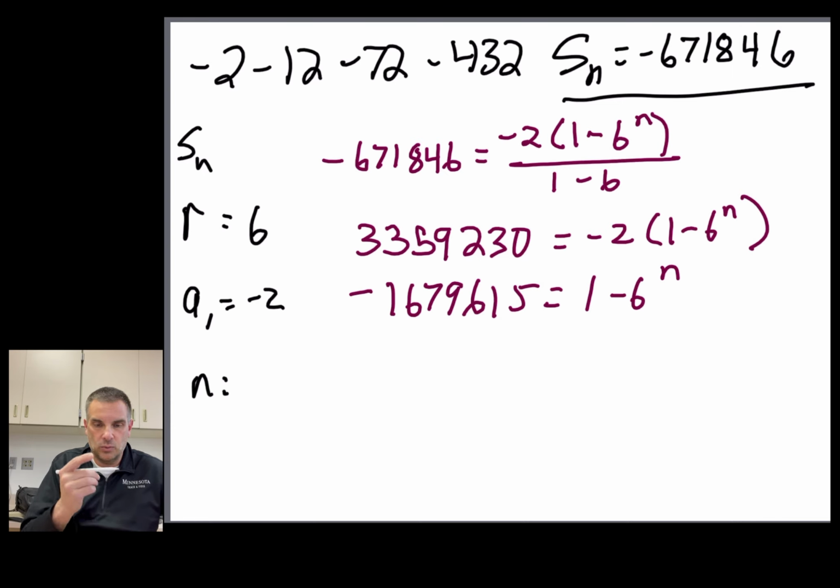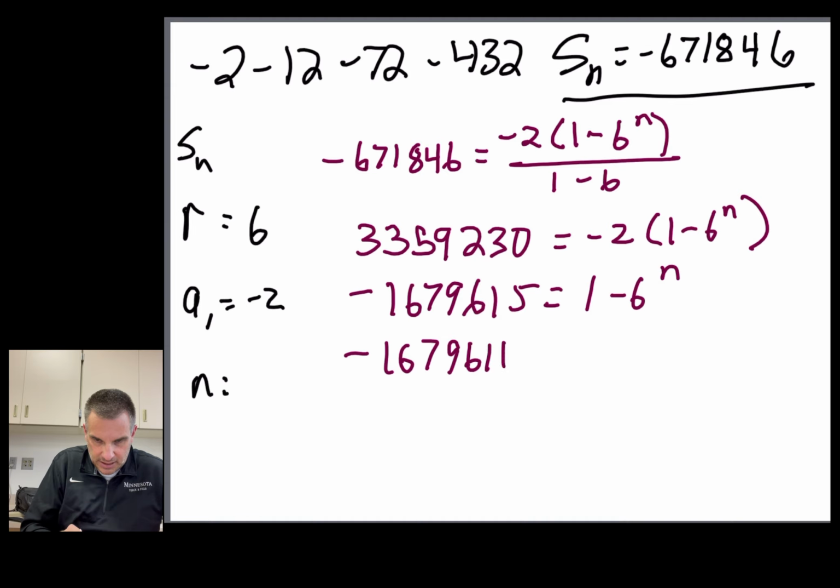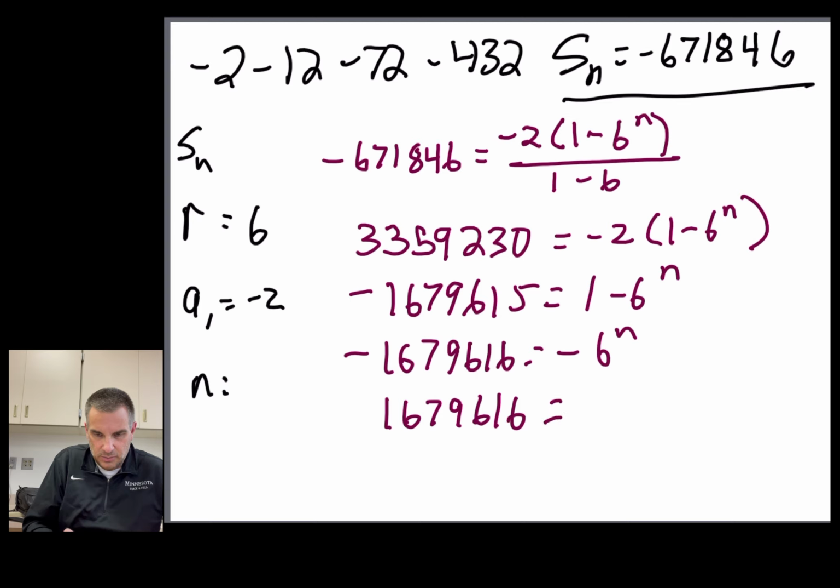Going to subtract 1 from that. So that's negative 1,679,616 equals negative 6 to the n. We're going to get rid of the negatives. So that's 1,679,616 equals 6 to the n. So that's log base 6 of 1,679,616 is going to equal n.